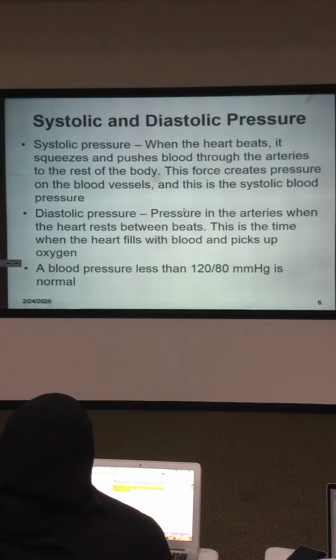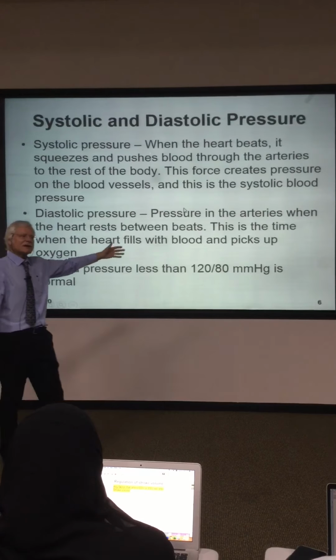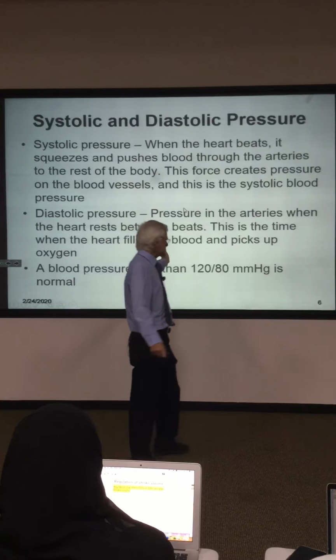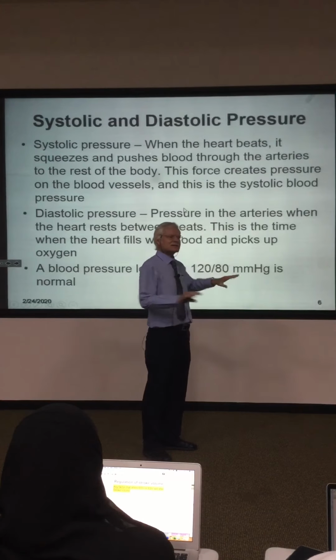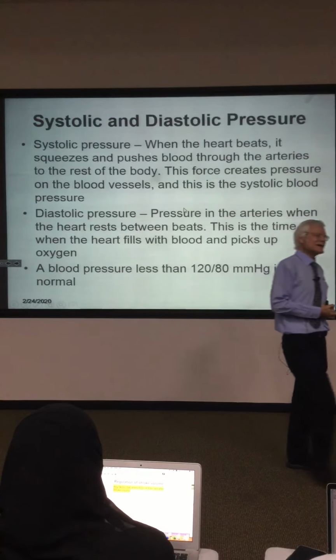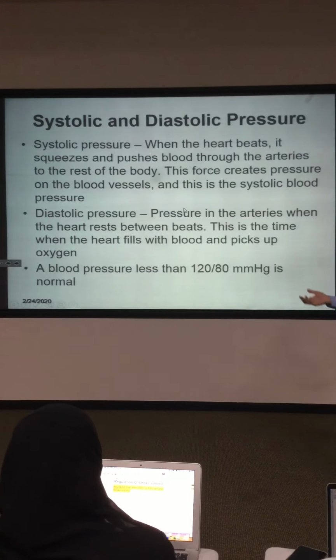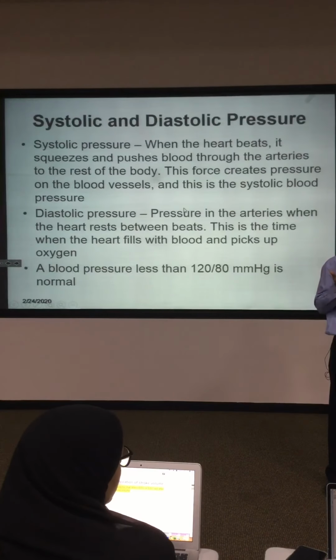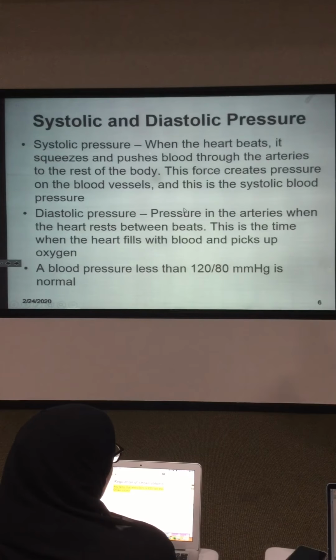Diastolic pressure in the arteries when the heart rests between beats. This is the time when the heart fills with blood and picks up oxygen, the diastolic. And the blood pressure less than around 120/80, 120 systolic, 80 diastolic is considered normal. So if you've got a blood pressure of 140/80 or 120/100 or something like that, that means either the systolic or the diastolic pressure is higher than normal. Okay?